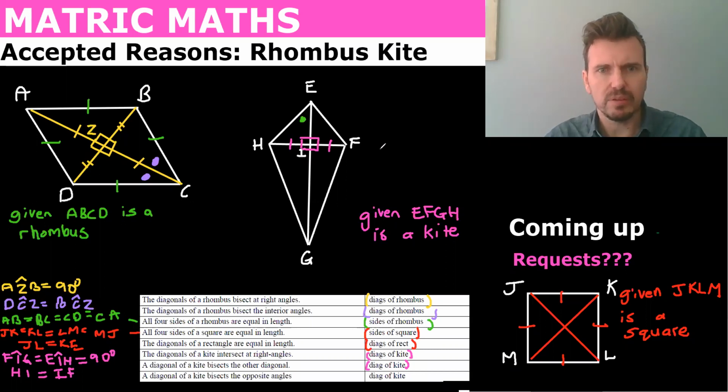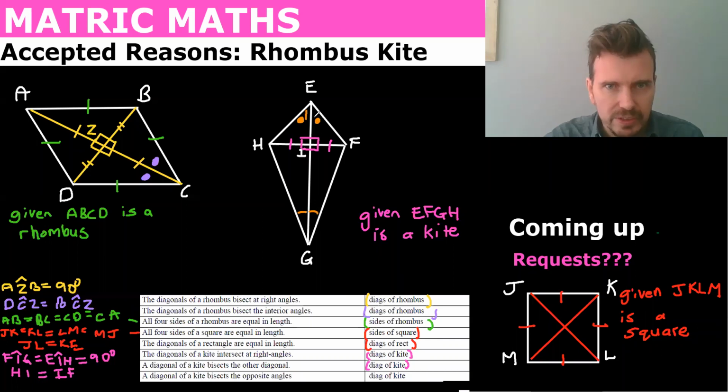Let's do a different color. I got orange, okay, let's do that. So we know, and also these are also equal. I'm just going to do the one, and we'll call this E1 and E2, just to make it easy. So that last one is E1 equals E2, diags of a kite.